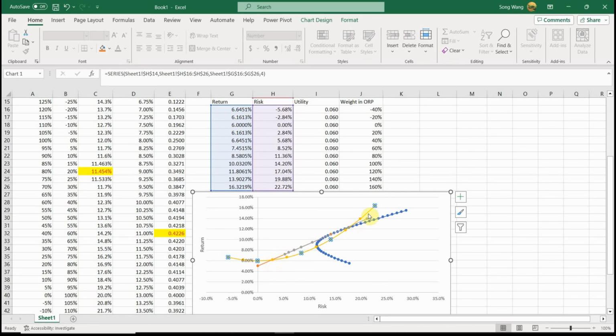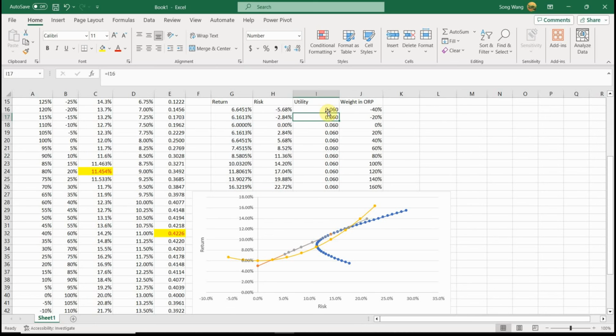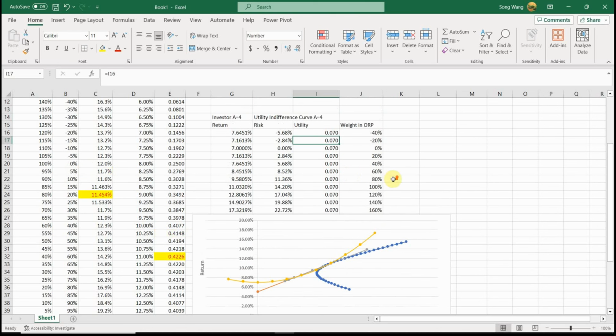But still, you can see I can do better than that. I can be happier. So if I change this utility to 0.065, then you see my utility curve got moved up a little bit. That means I'm happier. 0.07, then I'm happier and happier. So what will be the highest?